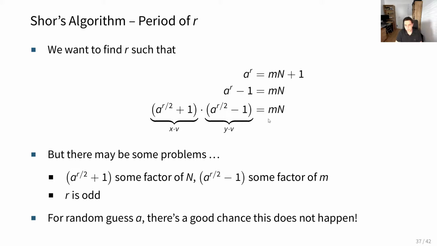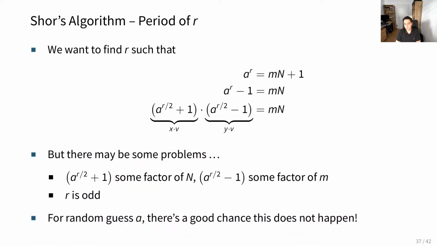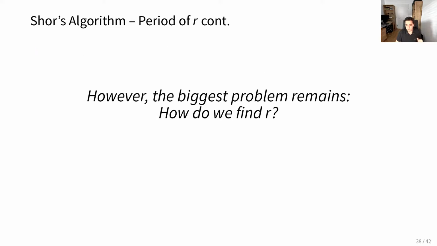There may be some problems. For instance, we could get the wrong factors, or R could be odd. If R is odd, then this is not good for this R over 2 here. But it turns out that for a random guess A, if we guess this random index at the beginning, there's actually a quite good chance that these two problems do not occur. Which means that the biggest problem remains: how can we find R?